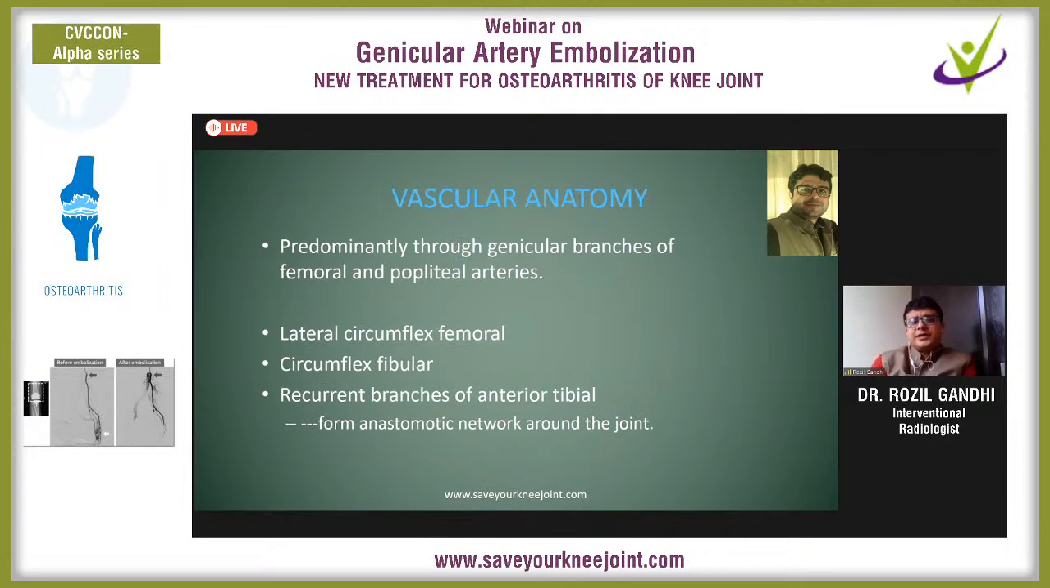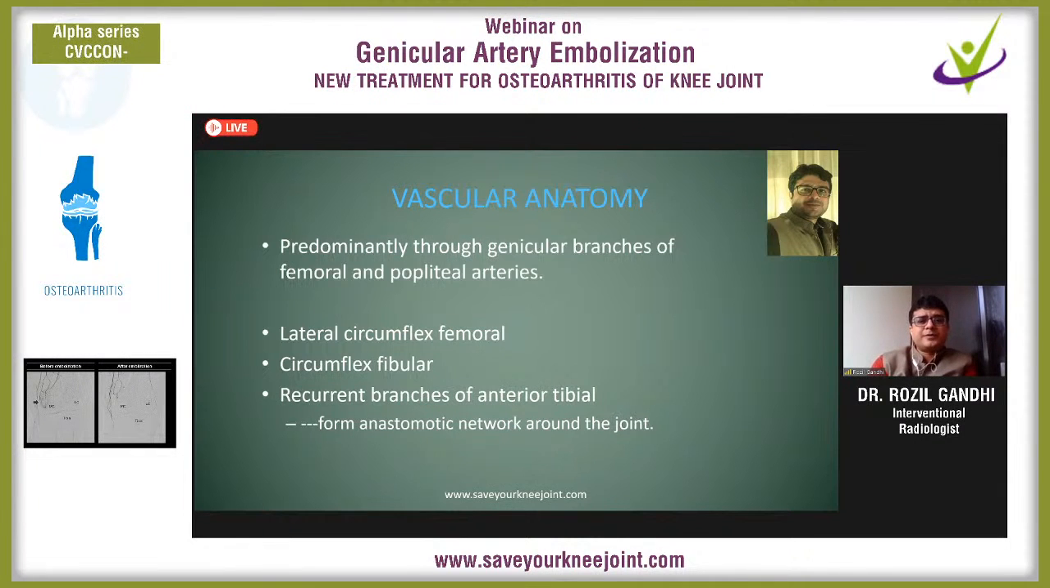What is the vascular anatomy of the knee joint? Predominantly, the knee joint is supplied by the genicular branches of the femoral and the popliteal arteries. But there are also the lateral circumflex femoral, circumflex fibular, and recurrent branches of the anterior tibial. They form the anastomotic network. So the person who is doing this should be very well versed with the anatomy.